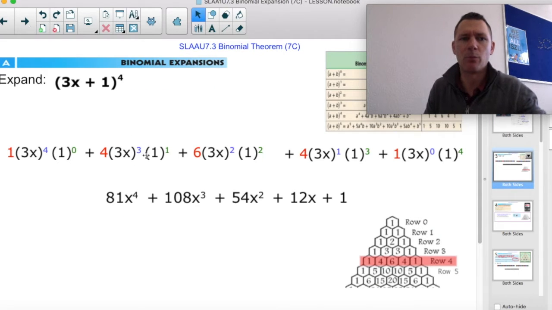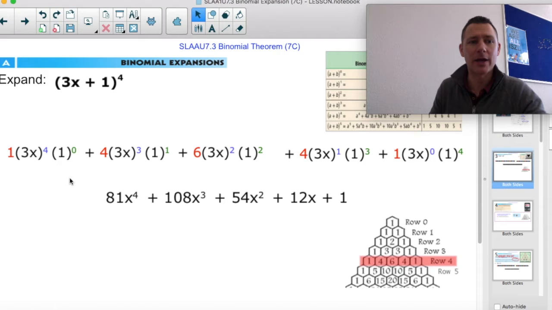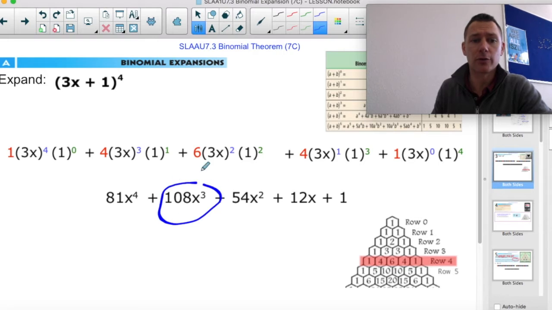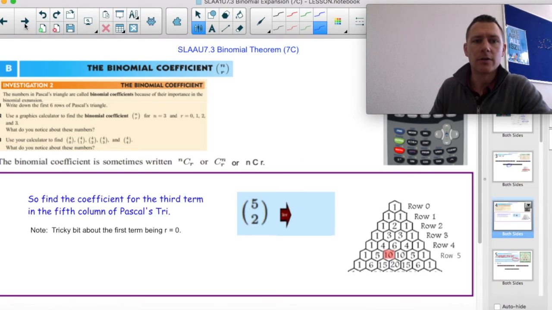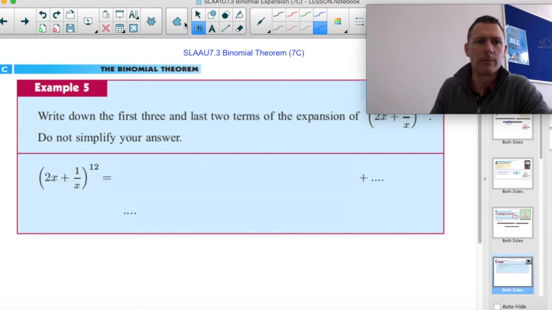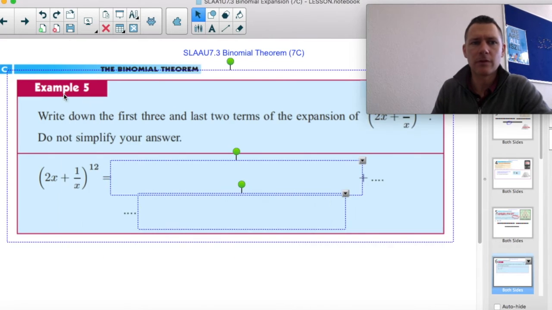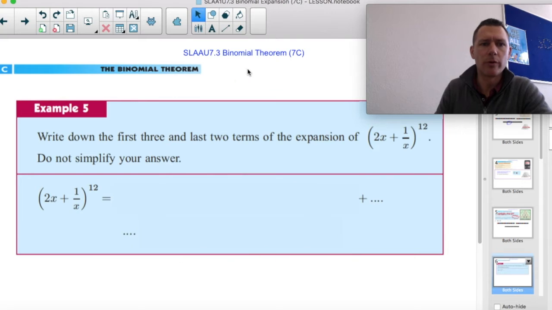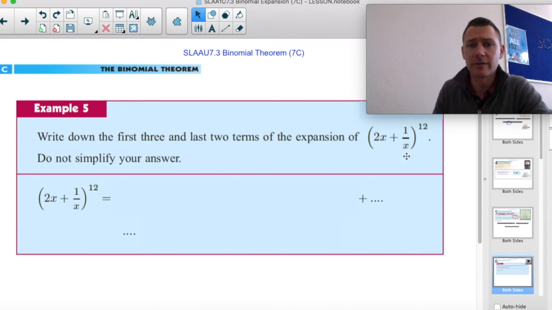But we want to show this pattern in a nicer, easier way. Maybe not be able to expand the whole thing, but just find maybe what the second term is. That's our goal. Let's just jump in. Let's just try this guy. We want to write down the first 3 terms and the last 2 terms of that expansion.